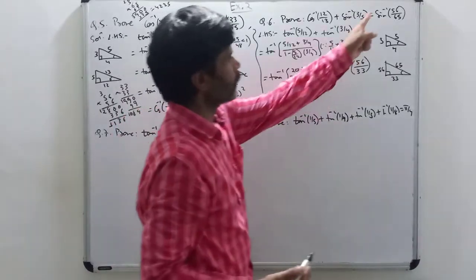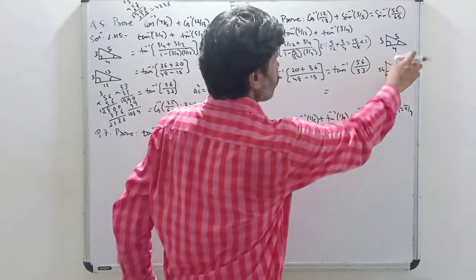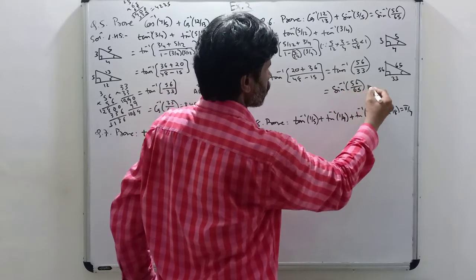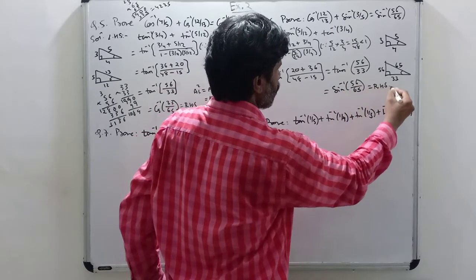If you want to convert to sine, this will be what? Opposite upon hypotenuse. So sine inverse of 56 upon 65. That is equal to what? RHS. Hence proved.